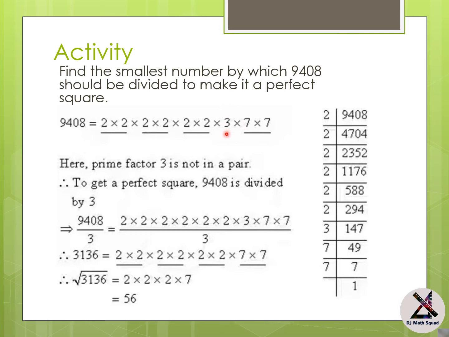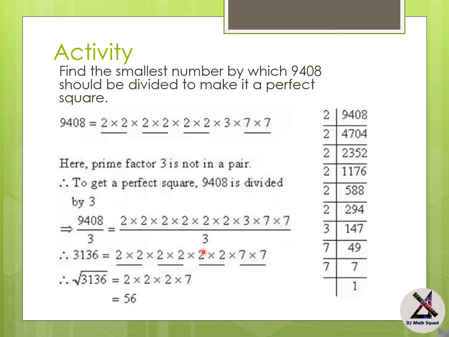So if this 3 is alone, it means it is not a perfect square. So what we have to do, because we have to find the number by which it should be divided, if you remove this 3, it means this will become a perfect square. Now how will you remove this 3? You will divide this number 9408 by 3. Hence the number which you will get will have all pairs, and hence it is a perfect square.